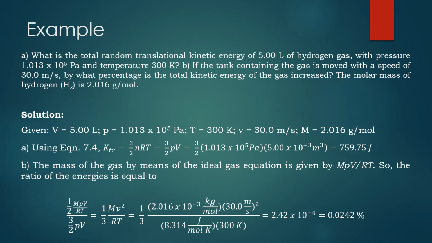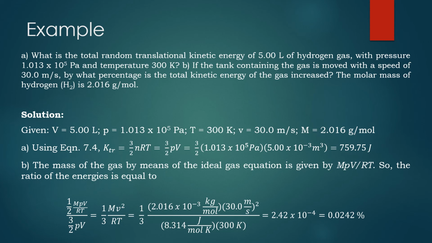That is, KTR equals 3 halves nRT, which is also equal to 3 halves PV. And this is equal to 3 halves times 1.013 times 10 to the 5 pascals times 5 times 10 to the negative 3 cubic meters after converting 5 liters to cubic meters. And this will give us the translational kinetic energy of the gas equal to 759.75 joules.